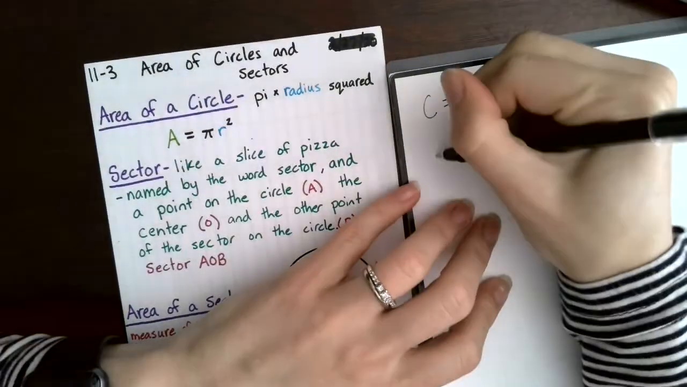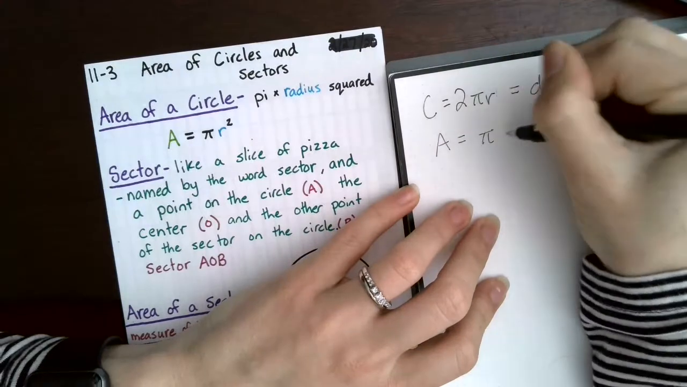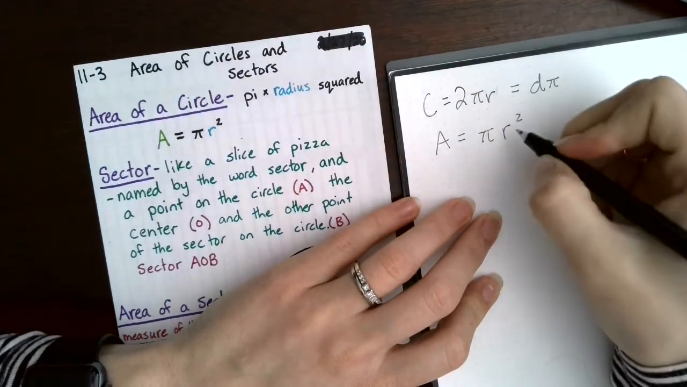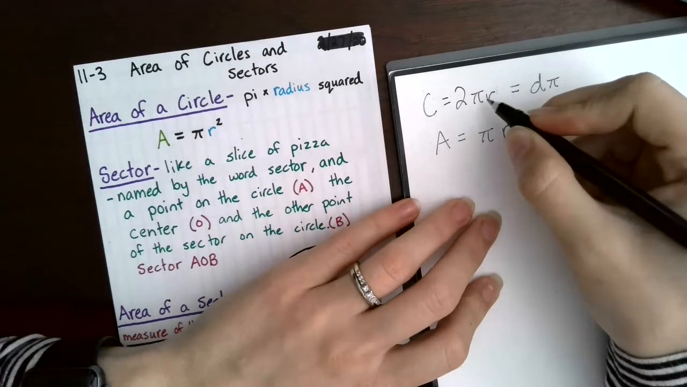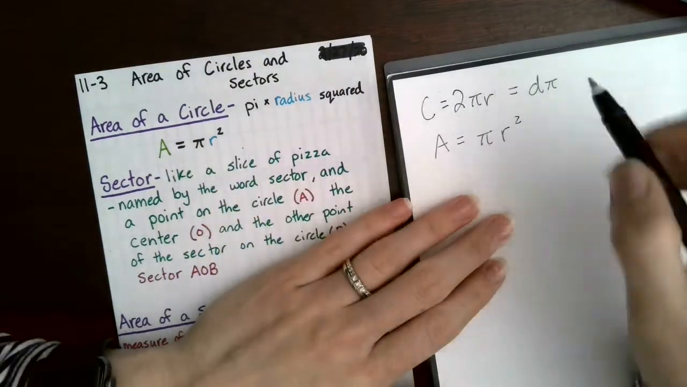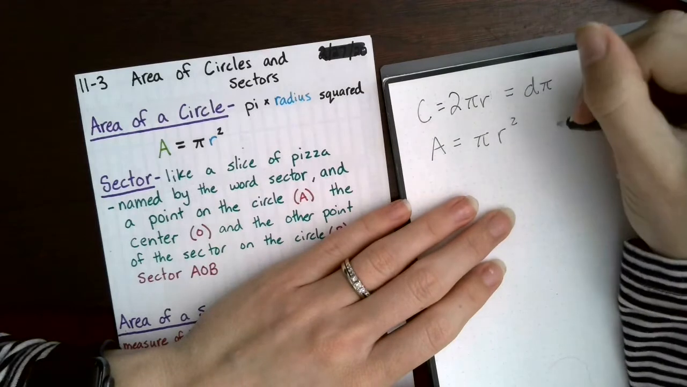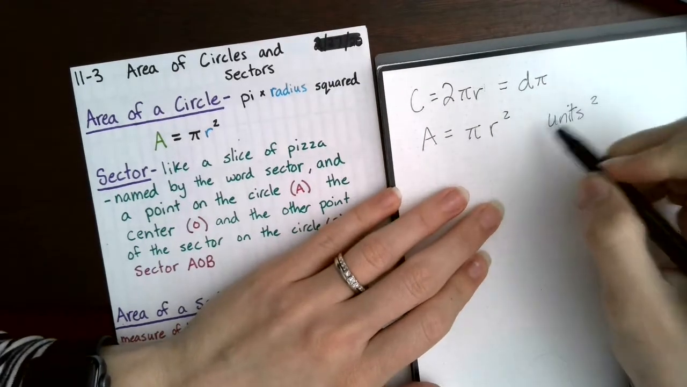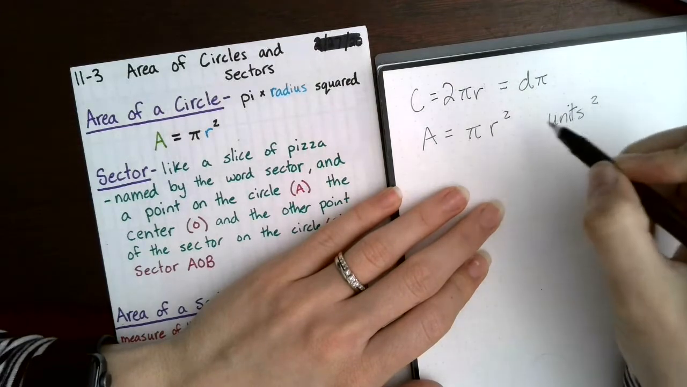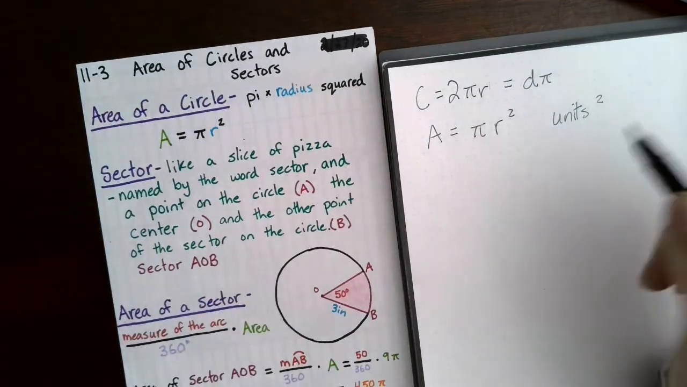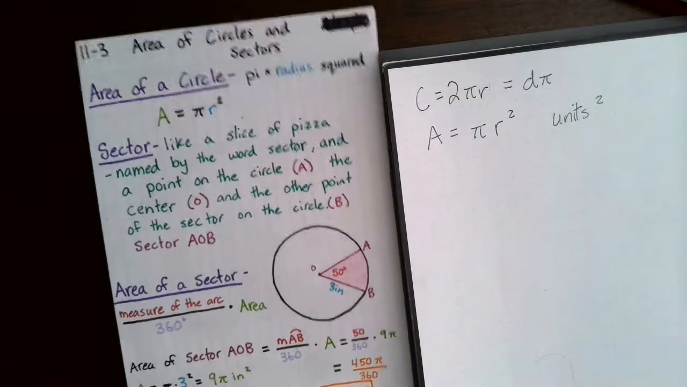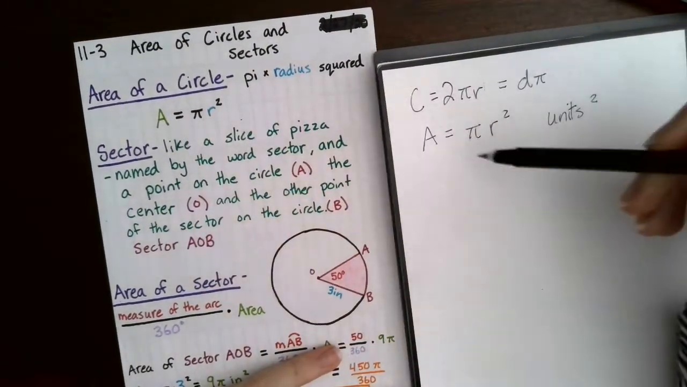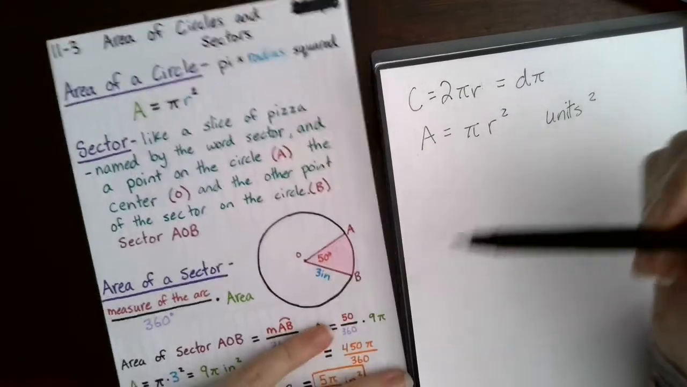But for area, it's pi r squared. So we have to have the radius. We cannot use the diameter here because squared is different than times 2. And so since our radius is squared, we'll have units squared. So if it was inches, you'll have inches squared. If you had miles, it'll be miles squared, or square miles. That's how we read it, okay? So then that's how we do area. So that's just the simple thing, just like circumference, area.